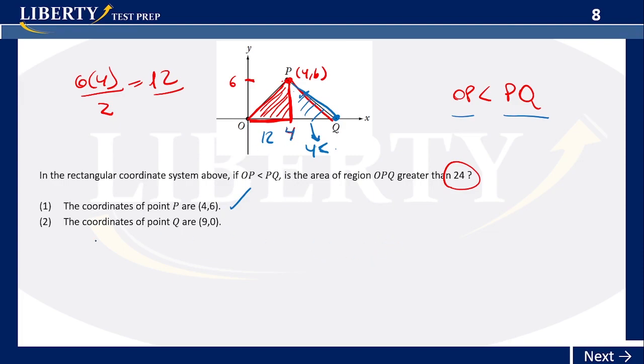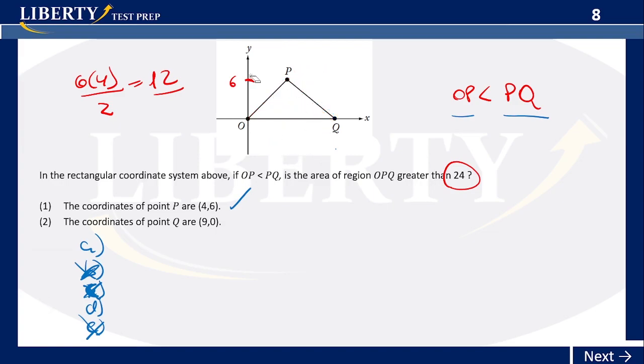So far, if we have our data sufficiency answer choices, we can eliminate E, we can eliminate C also, and we can eliminate B. It could be A or D. Okay, now let's go to the next data.